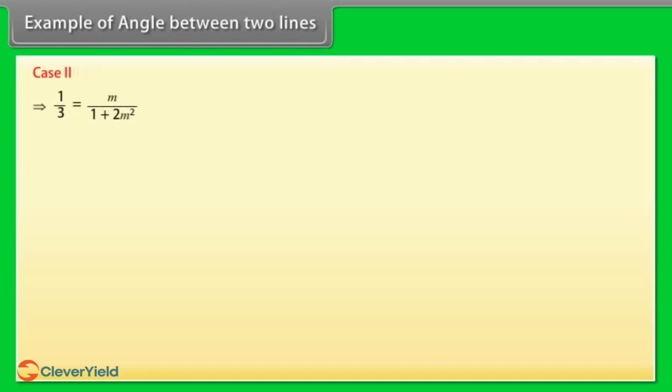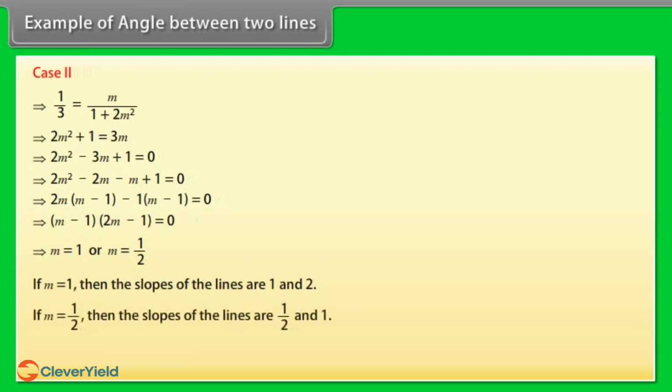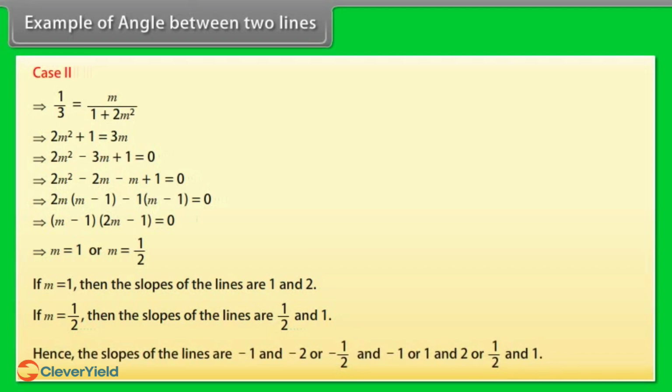Case 2. 1 by 3 is equal to m by (1 plus 2m square). On solving, we get m is equal to 1 or m is equal to 1 by 2. If m is equal to 1, then the slopes of the lines are 1 and 2. If m is equal to 1 by 2, then the slopes of the lines are 1 by 2 and 1. Hence, the slopes of the lines are minus 1 and minus 2, or minus 1 by 2 and minus 1, or 1 and 2, or 1 by 2 and 1.